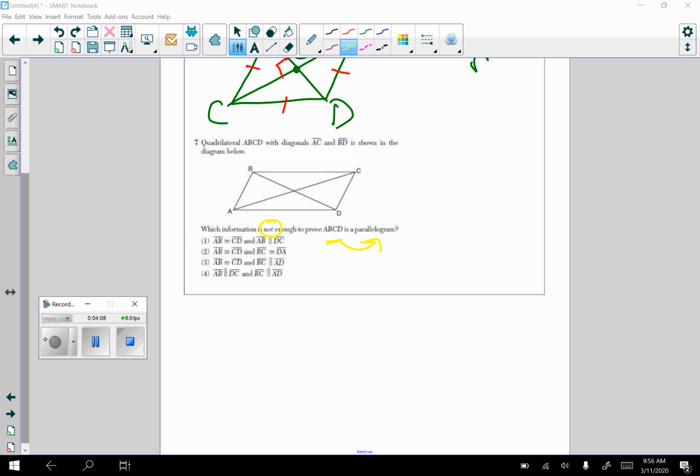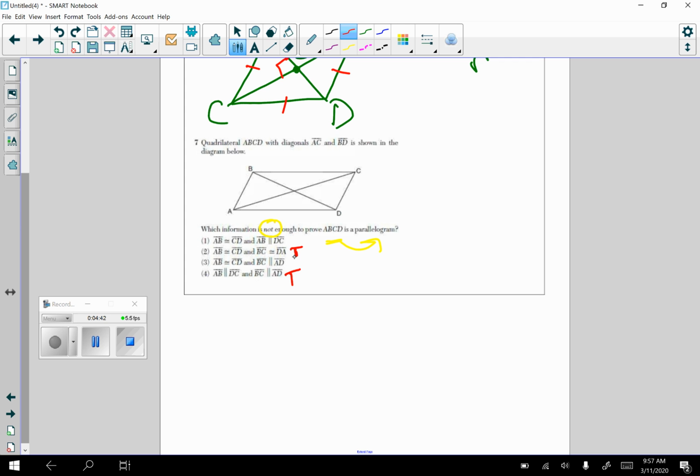So let's just quickly look at choice 2. Choice 2 says AB is congruent to CD and BC is congruent to AD. Well, we know that's true because opposite sides of a parallelogram are congruent. Let's look at choice 4. Choice 4 tells us AB and DC are parallel and BC and AD are parallel. Well, we know that's true because opposite sides of a parallelogram are parallel. So is it choice 1 or is it choice 3?